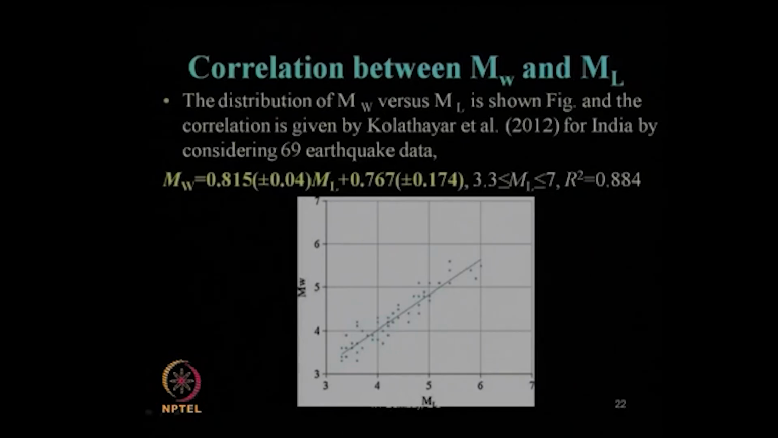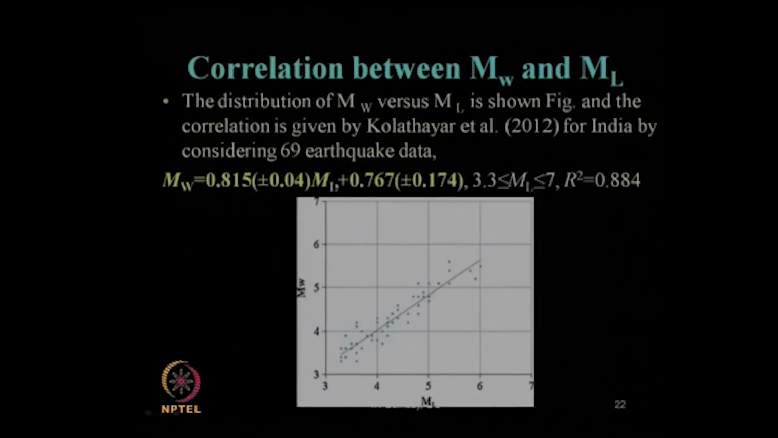And a very recent correlation between this MW, that is seismic moment magnitude, and the local Richter magnitude ML is given. The distribution of MW versus ML is shown in this figure, and this correlation was proposed by Kolathayar et al. in 2012 for Indian earthquakes. They used 69 earthquake data from all over India and proposed this equation, or relationship, between seismic moment magnitude and the local magnitude.